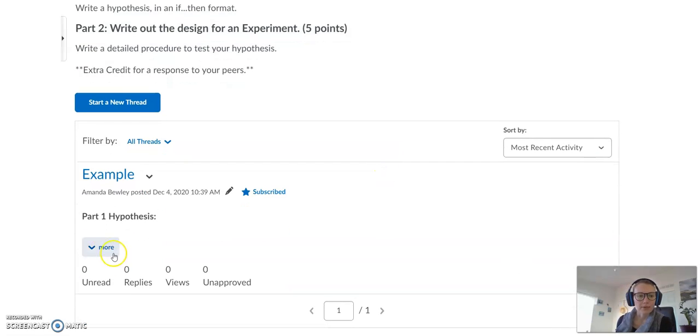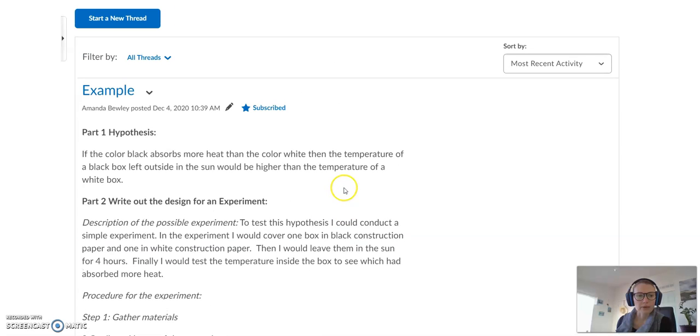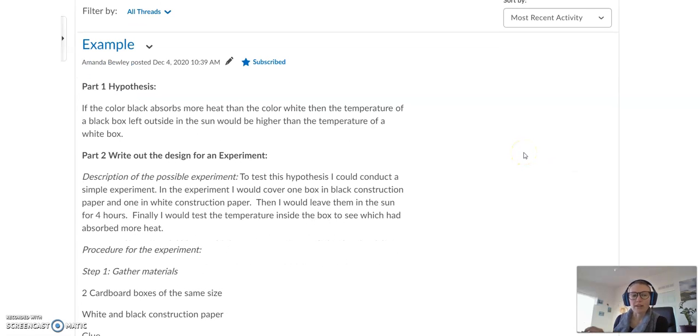For my example, and this is right underneath here if you want to look at it again, my hypothesis was if the color black absorbs more heat than the color white, then the temperature of a black box left outside in the sun would be higher than the temperature of a white box. So pretty simple. You can kind of switch that around a little bit and think of other objects that might absorb more heat, like asphalt versus grass. You could put out objects outside to test this. Solar ovens would be a fun way to test this.